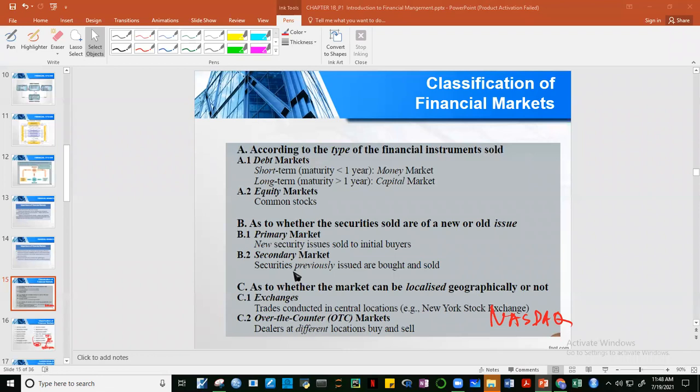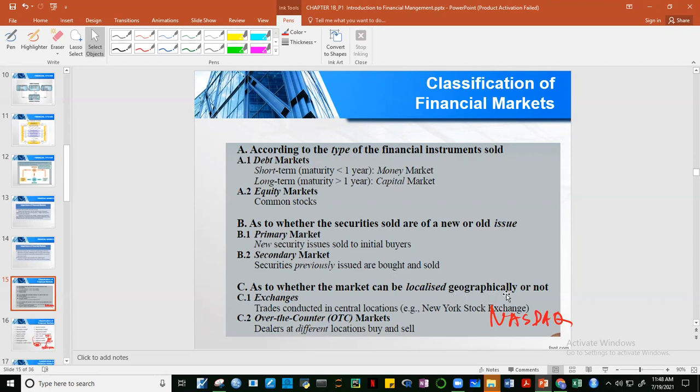Okay. Then, pag ano naman, geographical, okay, pag kunyari sa Philippines, meron tayong PSE. Ang tawag natin dyan, Philippine Stock Exchange. Okay, pag OTC naman, this is more sa internet, no? Virtual, like Nasdaq. OTC yan. Okay, so hindi siya localized, no?